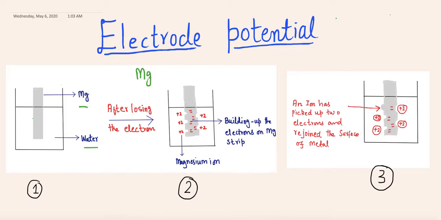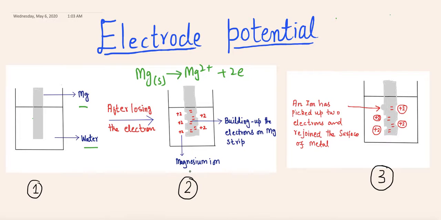This is the magnesium solid. This magnesium will lose the electron and itself will convert into the magnesium ion. The electrons will be left behind on the magnesium ribbon, and this magnesium ion will go into the solution.